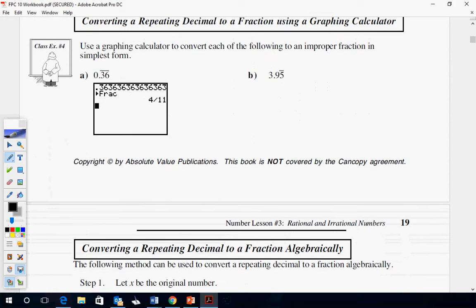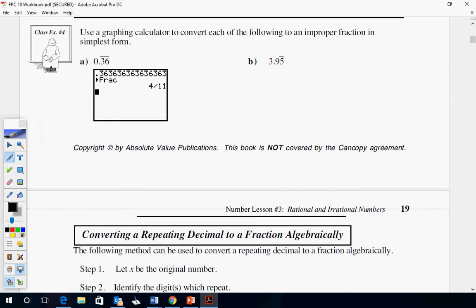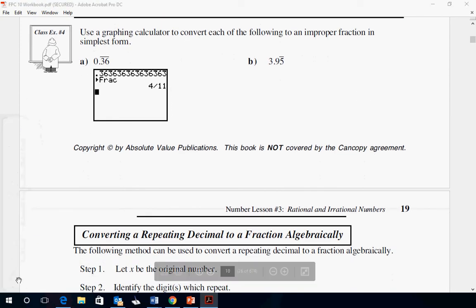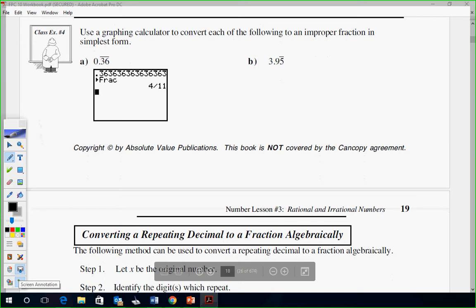All right, so here's just how you can do it on your calculator. Using a graphing calculator to convert repeating decimals. So you can see what they did here. In the calculator, you can try this. Just put 0.36 a bunch, and then hit math fraction, and it should convert it to a fraction. So see if you can get that to work on your calculator.